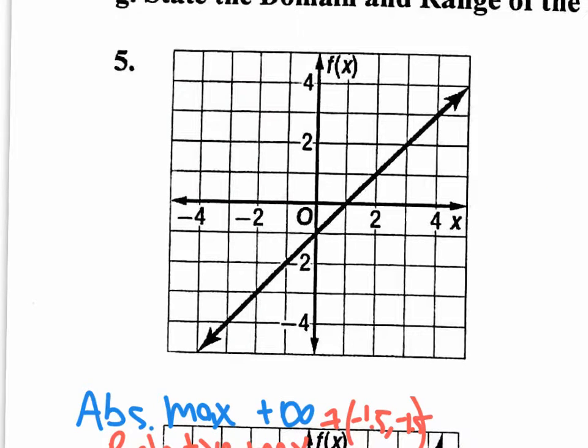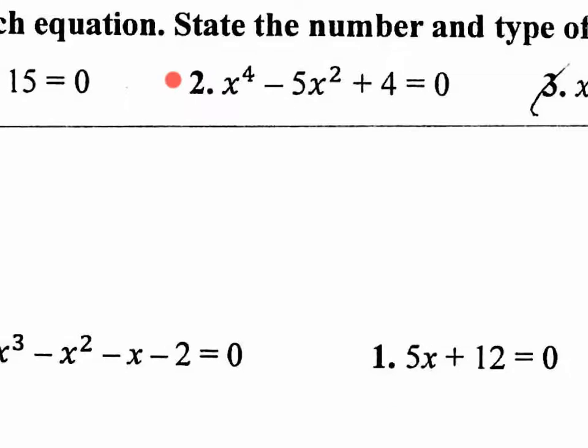So on number 5, there's an absolute maximum value of positive infinity. There's an absolute minimum value of negative infinity, but there is no relative max, there is no relative min, because this is a perfectly straight line. It never reaches a certain high point and then goes back down. It's a straight line, so there is no relative min or relative max. But there definitely is an absolute max, which is positive infinity, and an absolute min, which is negative infinity.